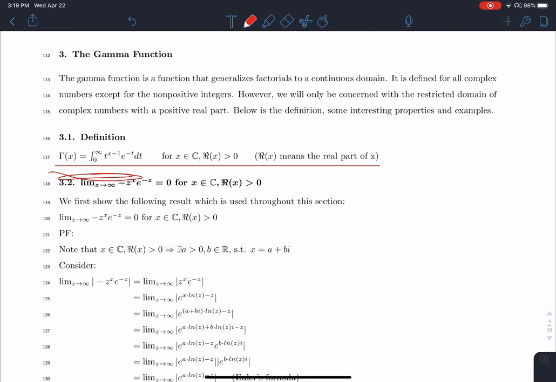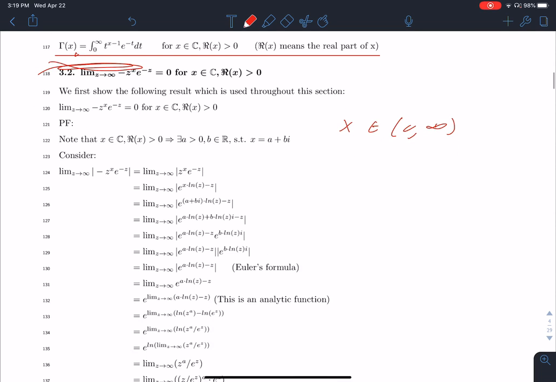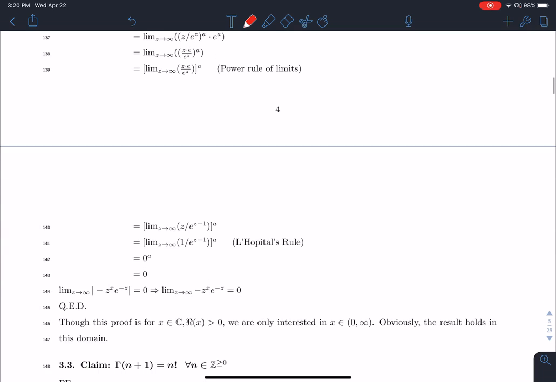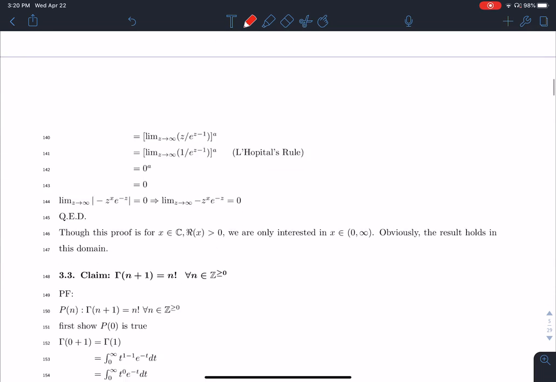Okay, let's talk about the gamma function very briefly. This is the definition of the gamma function. Kind of the point, as far as we're concerned, is that the gamma function can generalize the idea of factorials, which only applies to the natural numbers, to a continuous domain, and we're really just interested in this x being in 0 to infinity, although the domain is much larger. Here's a useful limit that we have to solve first before we can do a lot of things in this section. I'm not going to go through it, but you can take it to be true, or you can read that.